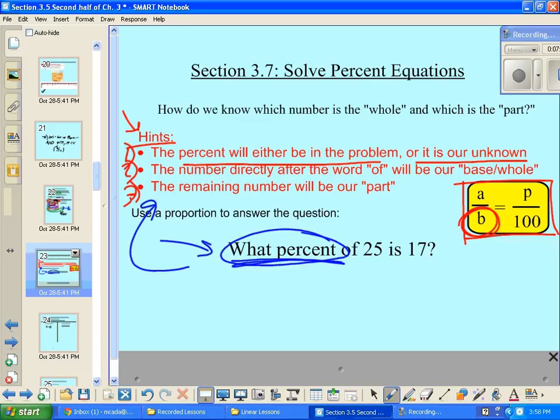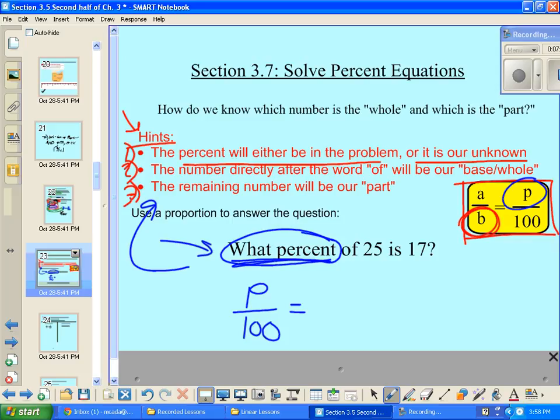So this is what we're trying to find out. We're trying to find out what P is. So if I'm going to make this proportion, it's going to be P over 100. That's what I'm trying to find in this problem. The rest of my information, it says what percent of 25 is 17.